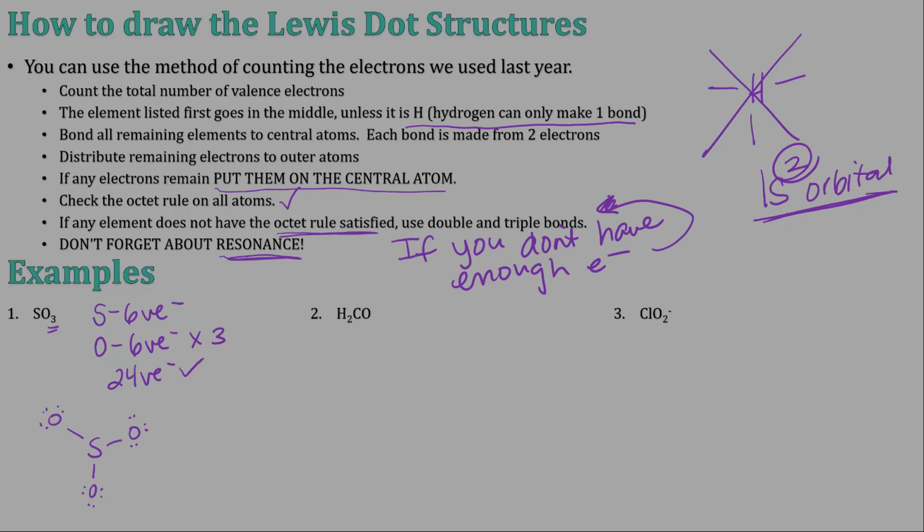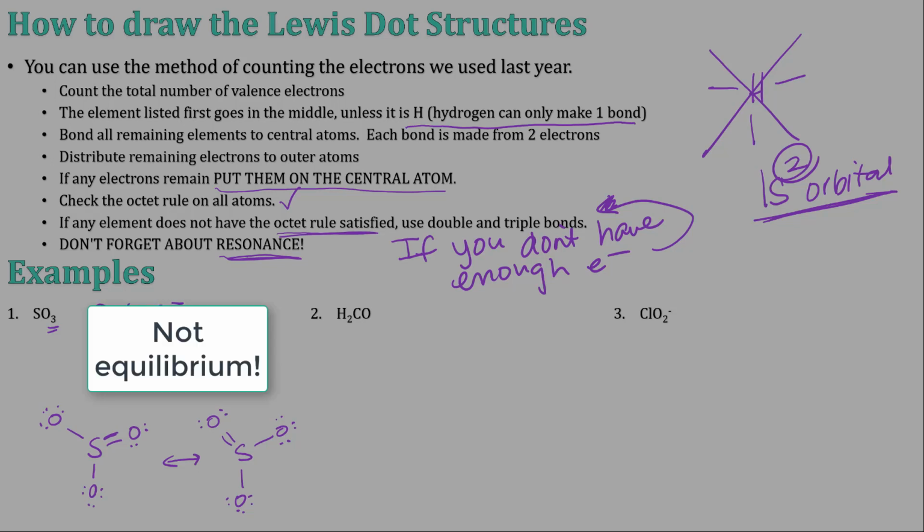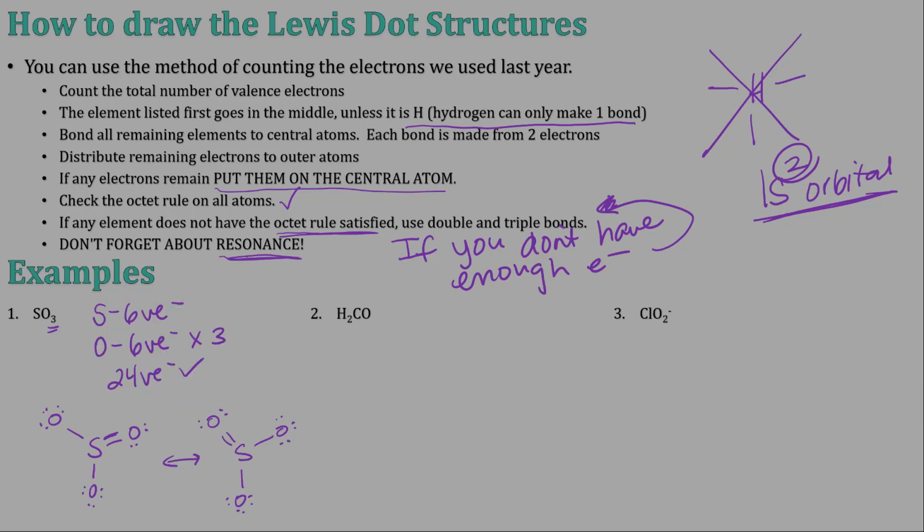I'm completely out. So then check my octet rule. Now, oxygen has 8, but sulfur only has 6. So one of these oxygens is going to have to share more. So I'm going to take one and put it there. Now, did I have to pick that oxygen? No, I didn't. I could have drawn it like this, and that would have been okay too. Those are equivalent resonance structures. So this sulfur trioxide would have 3 equivalent structures.